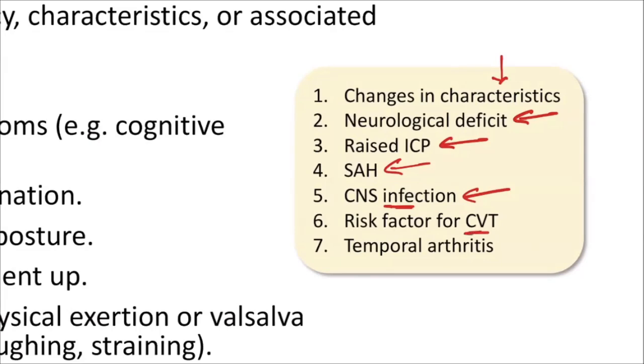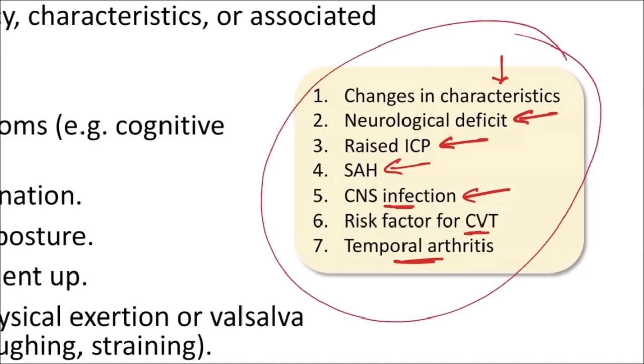Any risk factors for CVT? We will be talking about the CVT and the risk factors like pregnancy, dehydration, anyone who is on OCP pills. These are all risk factors for a CVT. Anything suggestive of temporal arteritis, like jaw claudication is present, scalp tenderness is there, or there are some symptoms of the eyes, especially any loss of vision. You are strongly suspecting temporal arteritis. In all these conditions, you usually go ahead and further evaluate. In most of the conditions, you go ahead and get a CT scan done.